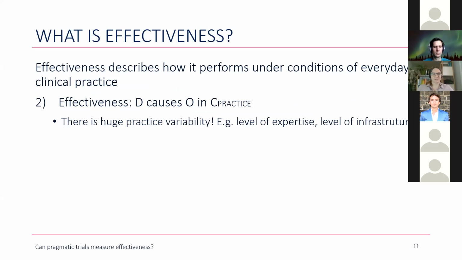Looking at effectiveness, things appear pretty similar. Effectiveness describes how it performs under conditions of everyday clinical practice. So we still have a drug that causes some outcome, now under different conditions, which are the conditions of clinical practice. Now, of course, there is huge practice variability, and the level of expertise or infrastructure or standard care differs from one practice setting to another.